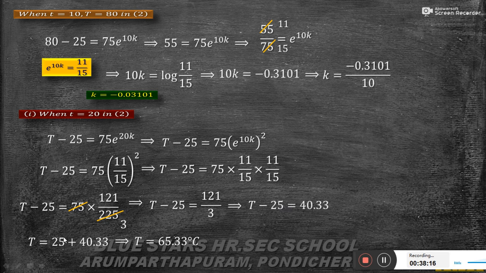Therefore capital T equal to, this minus 25 I add on the right hand side. So 25 plus 40.33. Therefore capital T equals 65.33 degrees Celsius. This is the answer for this problem. They ask about the water temperature after 20 minutes. The water temperature after 20 minutes is 65.33 degrees Celsius. This is the answer for the water temperature after 20 minutes.